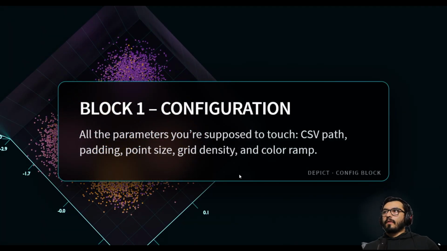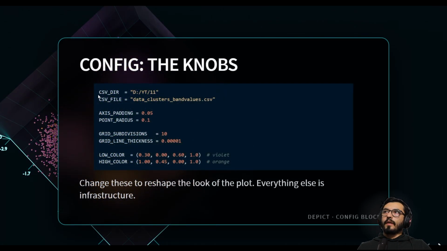So let's start with the first block, which will be the configuration. Here we will just define, for example, one line for the address or the location of our CSV file. So in my case, I have this directory and the name of the file.